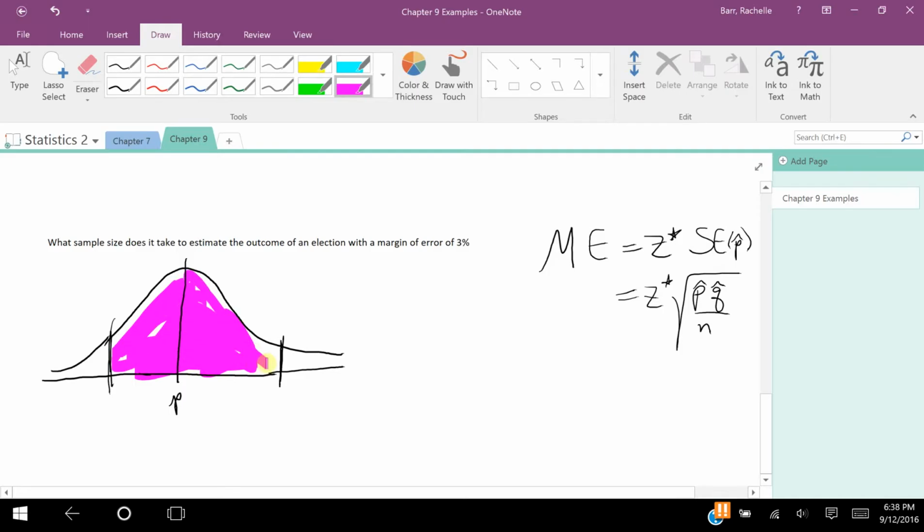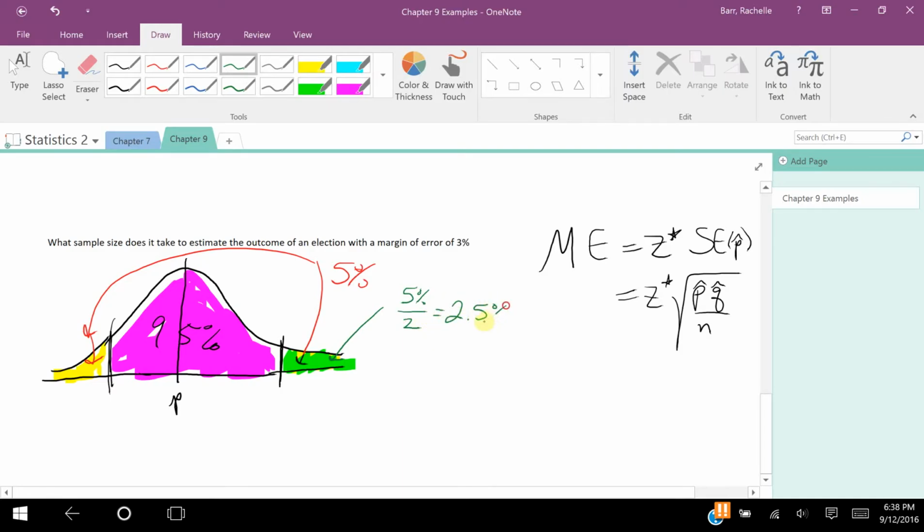I wish there was a fill bucket. To be my 95%, which means the little areas out here together make 5%. And since the distribution is symmetric, just one of them would be half of 5%, which is 2.5%. So then if you wanted to, you could use the inverse normal command on your calculator to come up with the z-score that corresponds with that.